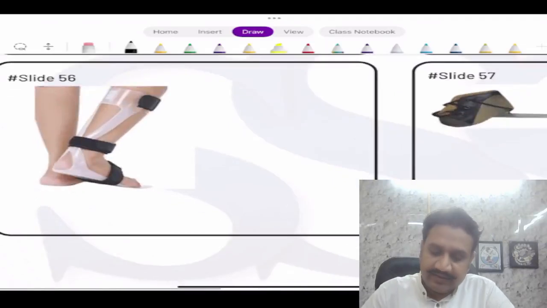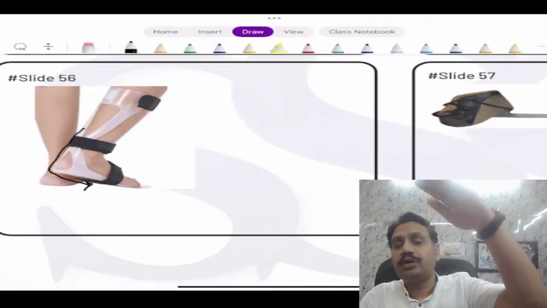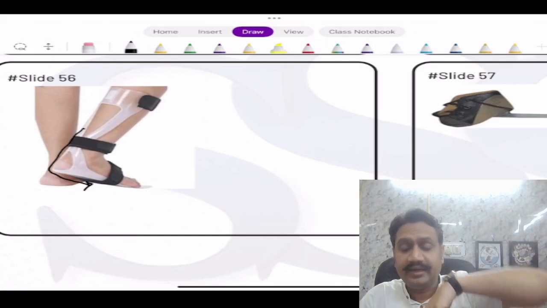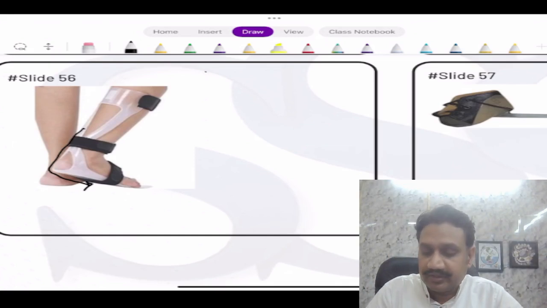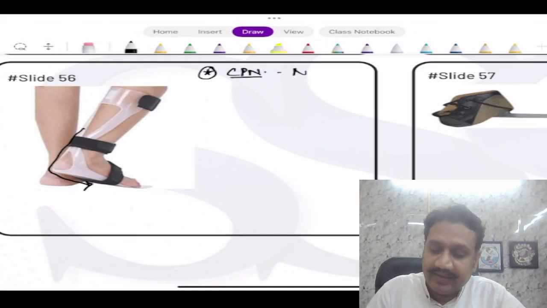This one is the splint which is used when the patient is walking, he will not be able to control his ankle and the ankle falls down, right? One very important topic I want you all to go through in your notes is the injury to the common peroneal nerve. So, a few points about common peroneal nerve. The common peroneal nerve is most commonly injured around the neck of fibula.